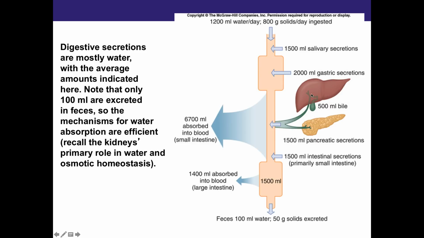In addition to about 2 liters when you're talking about the gallbladder, the bile, and the pancreatic secretions, an additional 1.5 in the intestines, and then almost 1.5 is absorbed in the large intestines, but the bulk of it is in the small intestines. You really only get rid of about 100 mils of water in feces. So that's very little.